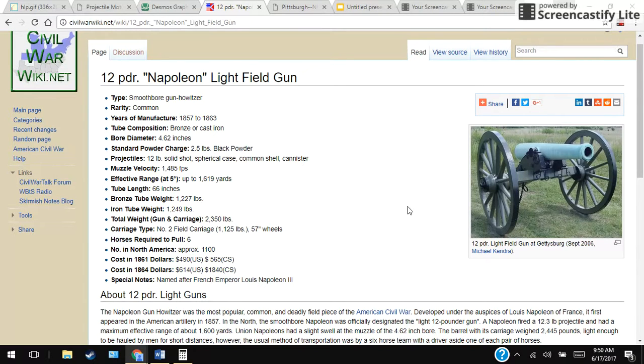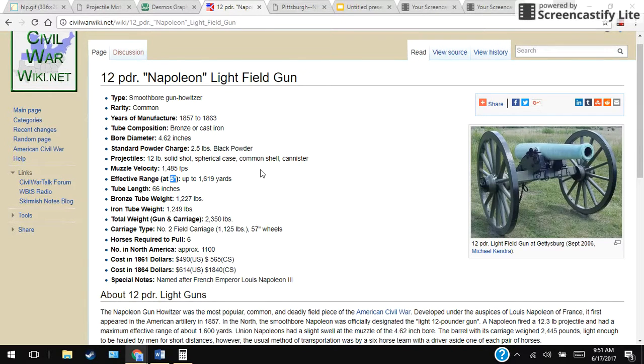Okay, so you can see we've got a lot of things here: type, rarity, years of manufacture. We're not interested in that. We're interested in two pieces of information: the muzzle velocity, which you can see there. So this is going to launch at 1,485 feet per second. So this kind of cannonball is going to cover almost 1,500 feet in 1 second. That's pretty dang fast. And this has an effective range at 5 degrees, so it's kind of easy to miss, but that 5 degrees is actually going to be our angle of elevation.